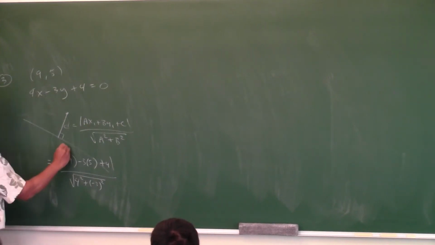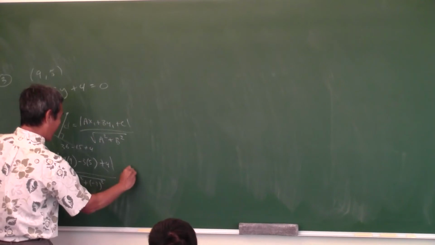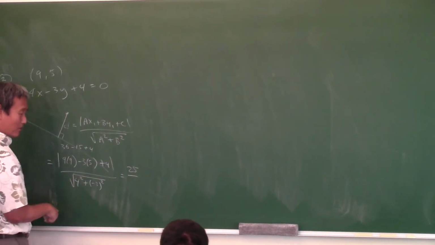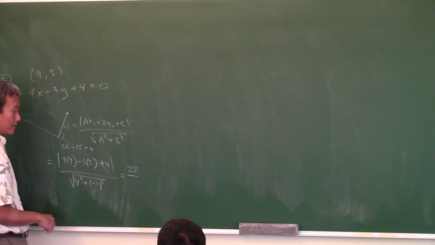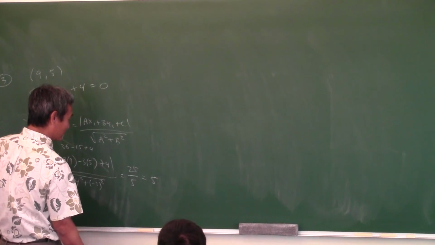So what does that come out to? 36 minus 15 plus 4. What is that? 25. Don't forget the absolute value. This distance cannot be negative. And then what is the square root of 4 squared plus 3 squared? 5. So the answer is 5, or cancel the 5s and the answer is 2.